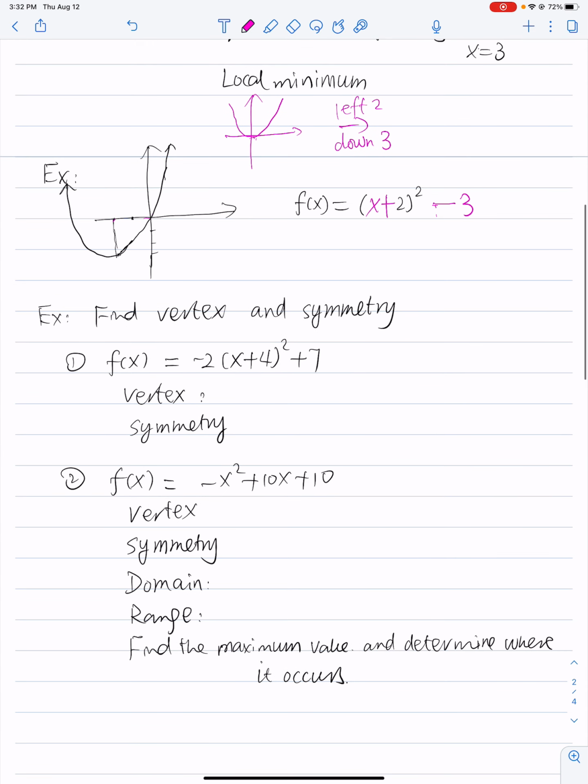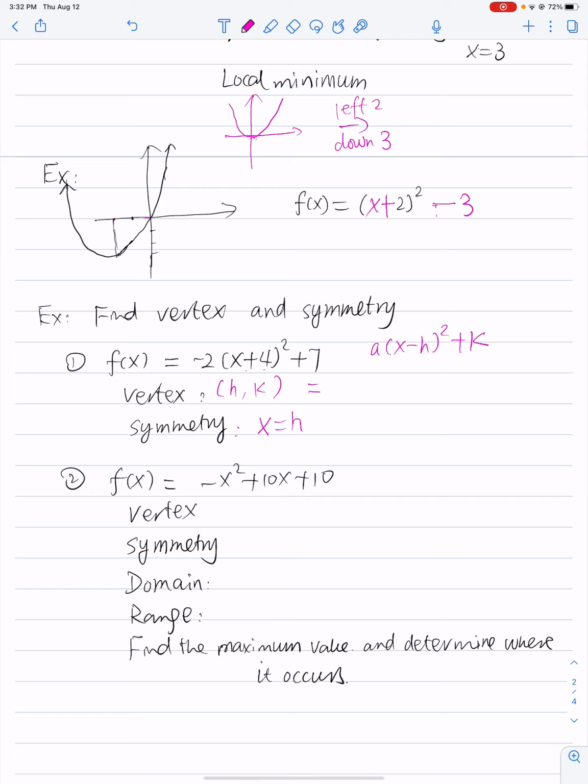Okay, so find the vertex and the symmetry here. What is the vertex? Vertex is (h, k), and the symmetry is x equal to h. But this one is what? In the standard form, it's a(x minus h) squared plus k.